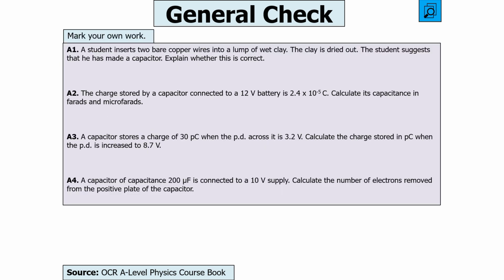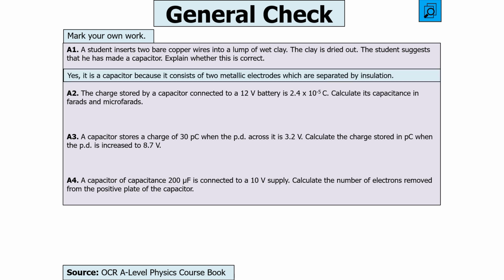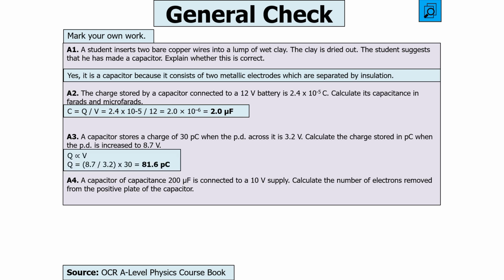Right, in this first one, you've got to understand what the definition of a capacitor is. Yes, it is a capacitor because it consists of 2 metal electrodes separated by an insulator, which is what we define our capacitor to be. The next one, once again, we use the equation capacitance equals charge over potential difference, pop in the values, and we get 2 microfarads. In this next one, we then say, well, looking at the equation, if we've got a constant capacitance, we can say that Q is directly proportional to V.